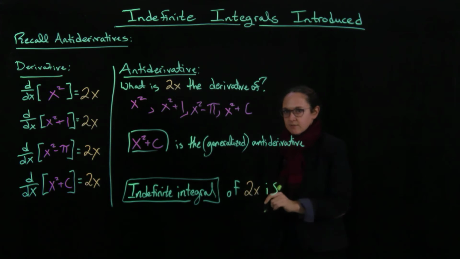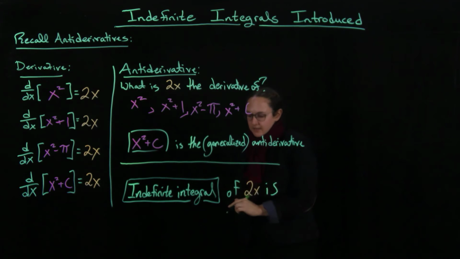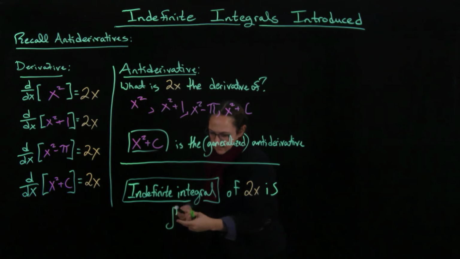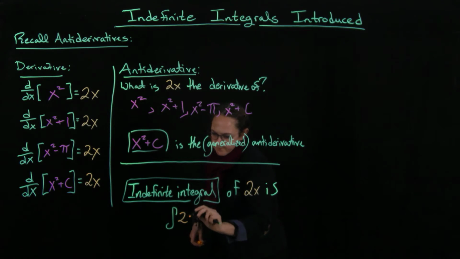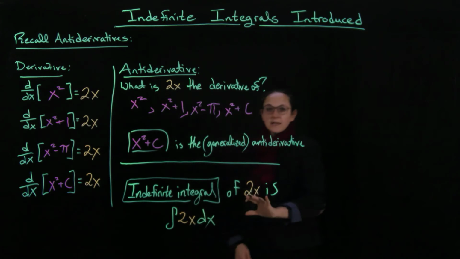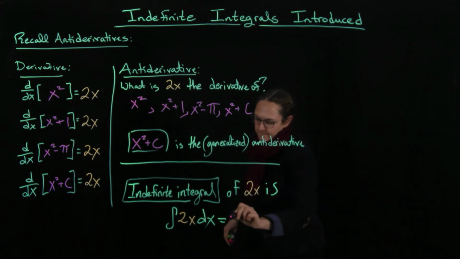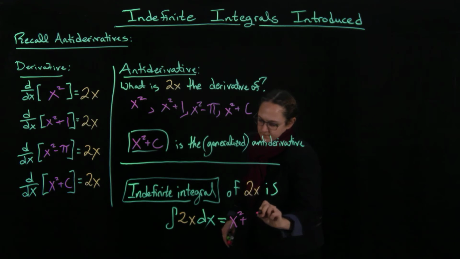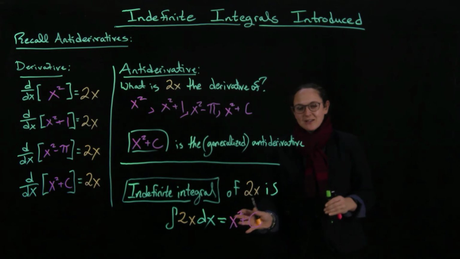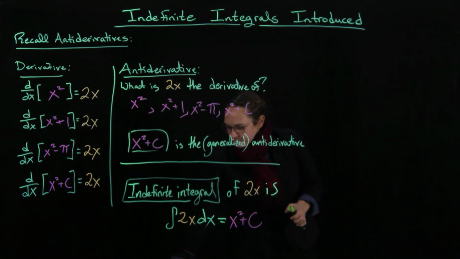is, so this is how we would write it. We did the derivative, we did the antiderivative, and then the indefinite integral down here. So this is going to be the integral of 2x dx, right? And what is that? That's actually going to equal precisely that generalized antiderivative. Okay, so that's how you find the indefinite integral. You just take the generalized antiderivative. So that plus c is important.